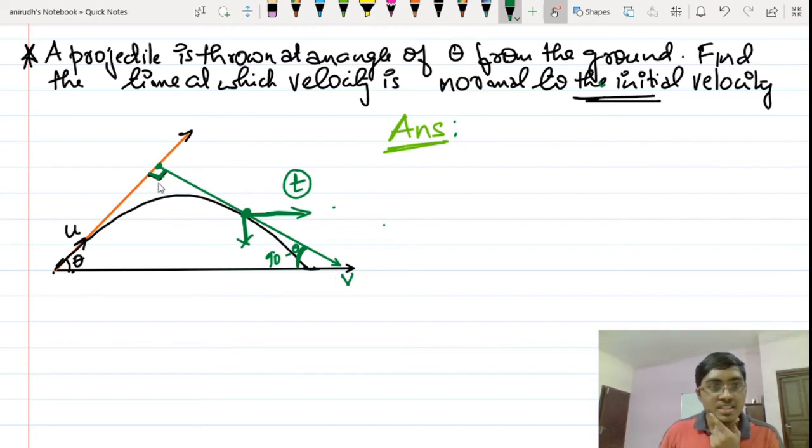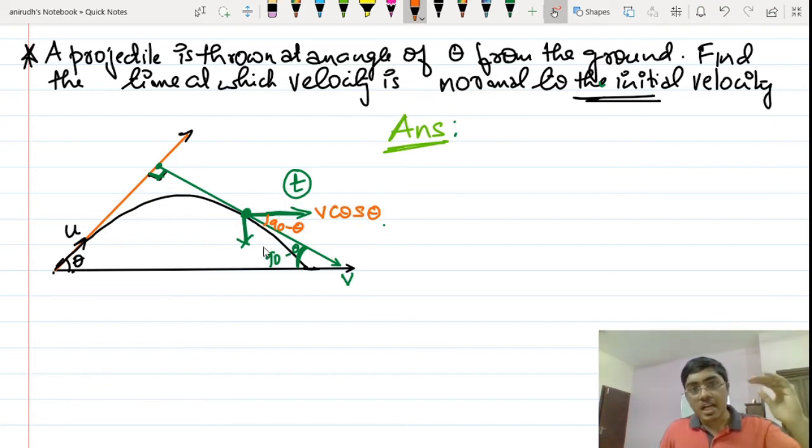So this is 90 degrees, this is theta, so this is 90 minus theta. These are alternate angles, so I can write this also as 90 minus theta. If this is the velocity v, then this is v cos theta. Horizontal motion is uniform motion, and it is uniform at all points. So at this moment the velocity is u cos theta. Here also the velocity is u cos theta itself.